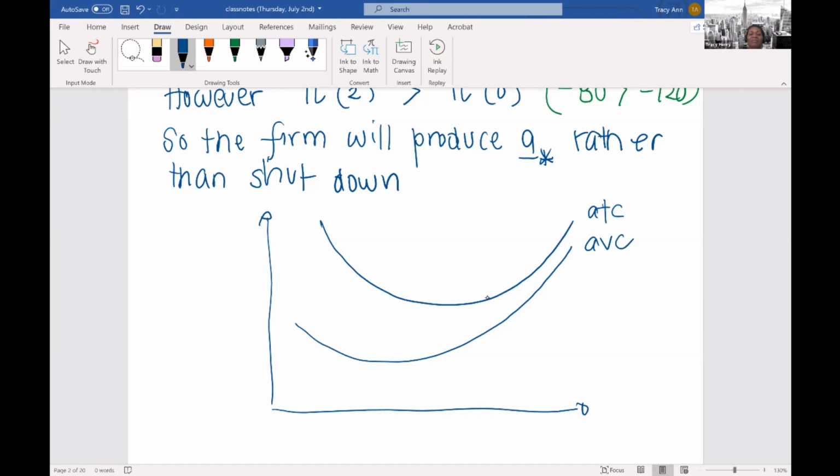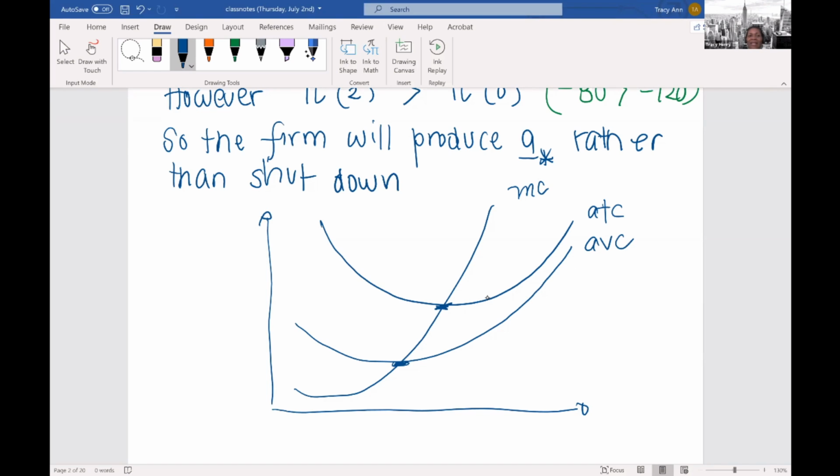And I'm deliberate in making it at lower quantities. Average total cost is, the distance is much greater. This is our marginal cost. And although it may not look like it, the marginal cost is hitting the minimum point of our average total cost and the minimum point of our average variable cost.